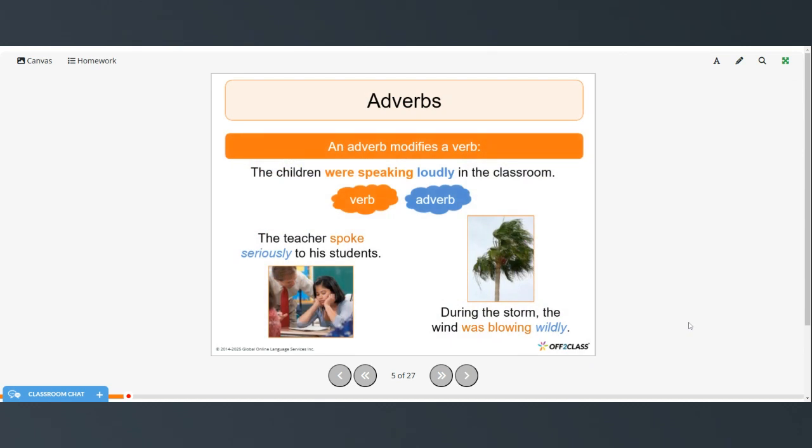So an adverb modifies a verb. So the children were speaking loudly in the classroom. Were speaking is the verb, loudly is the adverb. The teacher spoke seriously to his students. Again, spoke is the verb, seriously is the adverb. And during the storm, the wind was blowing wildly. So was blowing is the verb, wildly is the adverb.